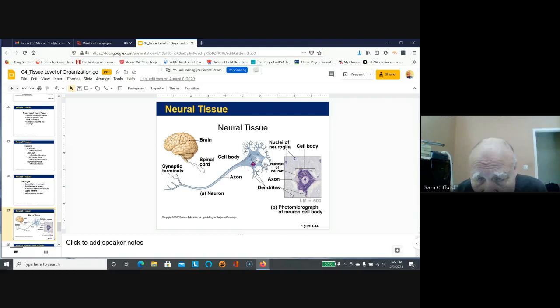So if we look at a typical nerve cell, it has a cell body. It has dendrites, which are fibers that receive information from other nerves. It has a nucleus. It has an axon, and the nerve impulse or the electrical signal always moves away from the cell body down the axon to the synaptic terminals.